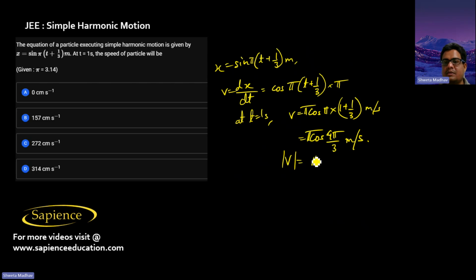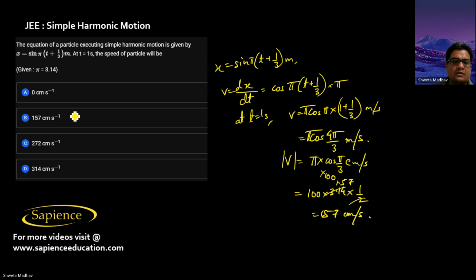So this is pi into cos(pi by 3) per second, and we have to find it in centimeter per second, so we multiply by 100. So this will be 100 pi, that is 3.14 into cos(pi by 3), that is half. So this is 1.57 into 100, so 157 centimeter per second. Option B is the correct answer.